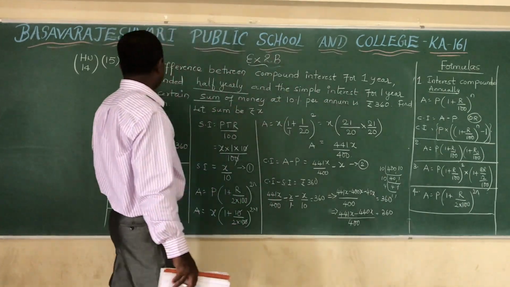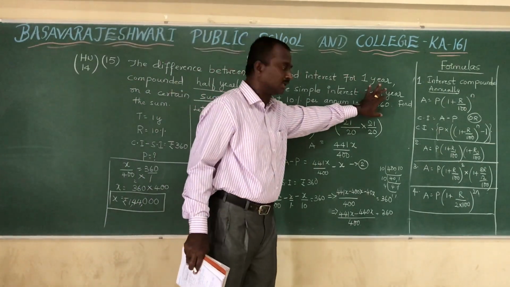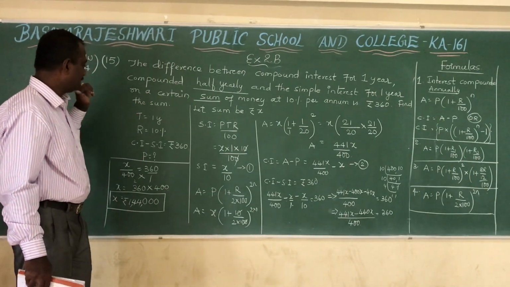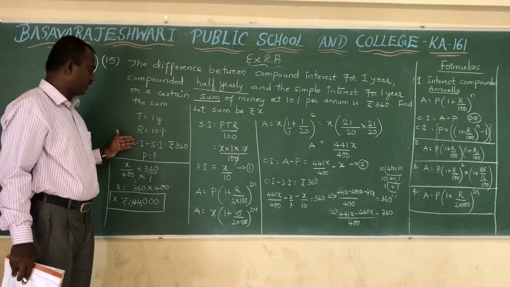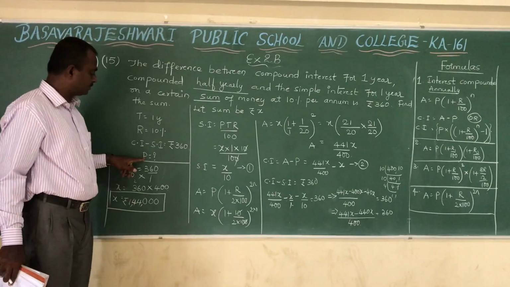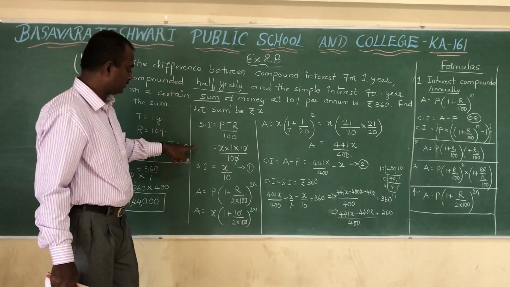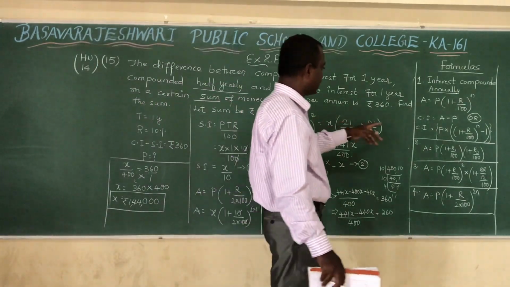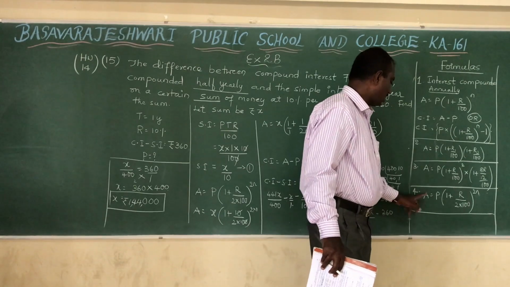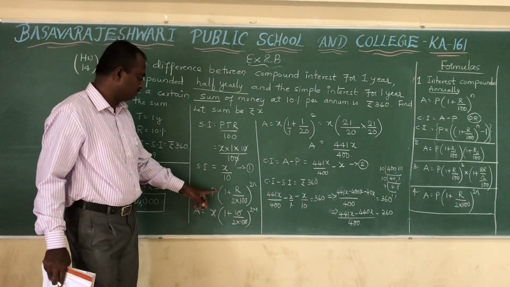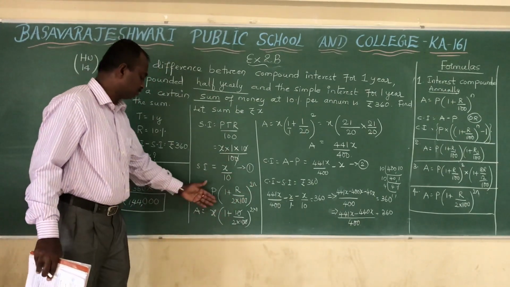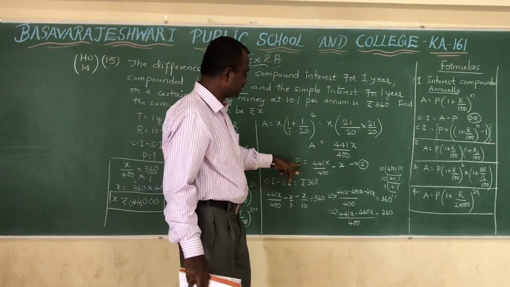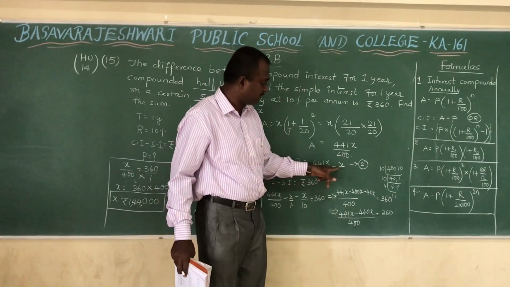So what they have given here is the difference between the compound interest for 1 year, compounded half yearly, and the simple interest for 1 year on a certain sum of money at 10% per annum is rupees 360. But on what sum they have given that difference, we don't know. That means we have to find the principal amount. Time is given, rate is given, and the difference between compound interest and simple interest is 360 rupees. So first we found the simple interest, x by 10, equation 1. Next, since it is compounded half yearly, I am not taking the direct compound interest formula, I am taking the half yearly formula: A is equal to P into 1 plus R by 2 into 100, whole to the power of 2 half years. I substituted the values and got the amount as 441x by 400. So compound interest means amount minus principal, that is 441x by 400 minus x, equation number 2.